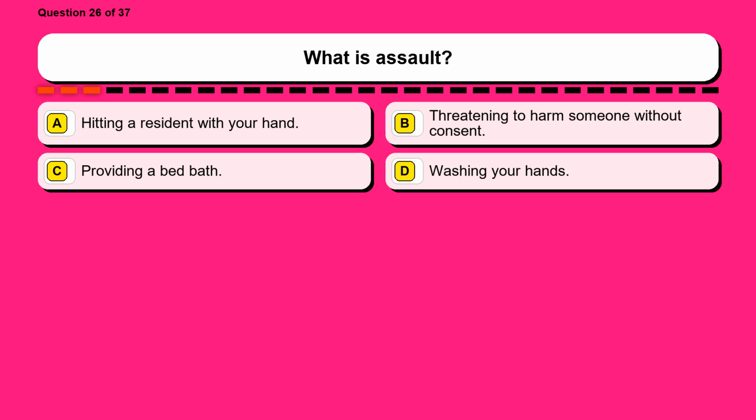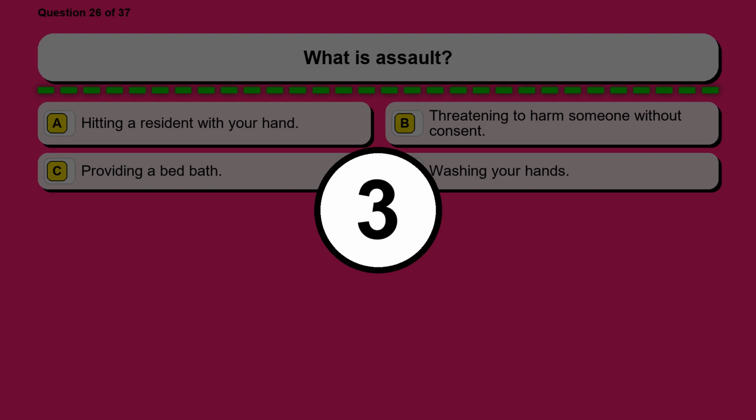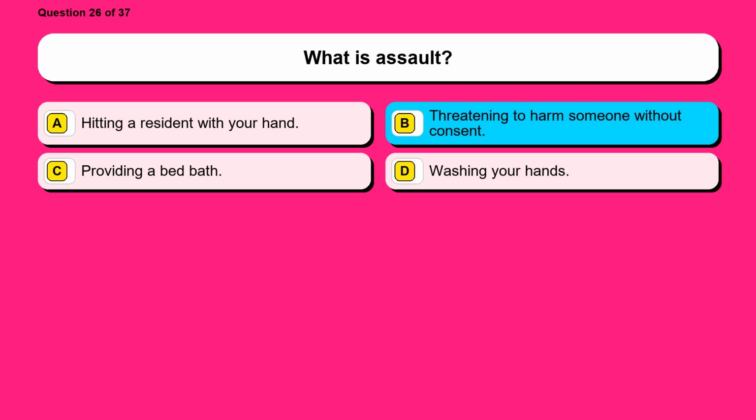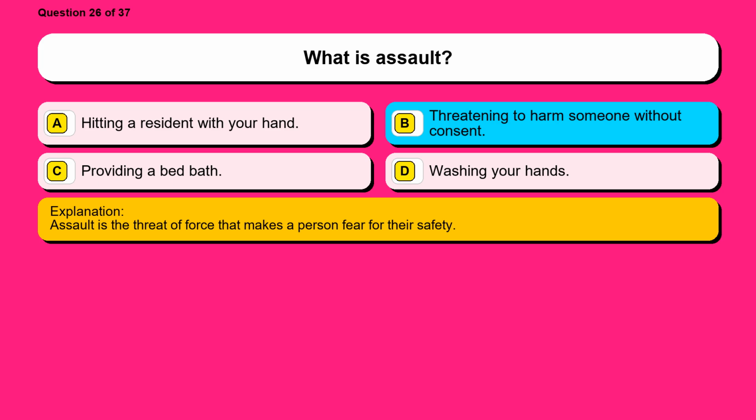Question 26. What is assault? Option A. Hitting a resident with your hand. Option B. Threatening to harm someone without consent. Option C. Providing a bed bath. Option D. Washing your hands. The correct answer is option B. Threatening to harm someone without consent. Assault is the threat of force that makes a person fear for their safety.